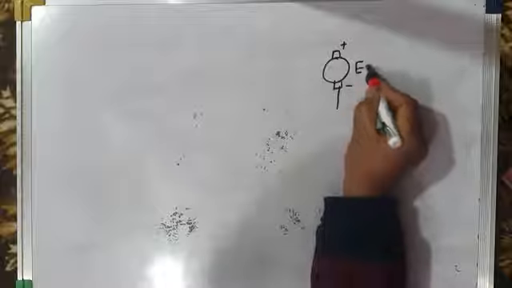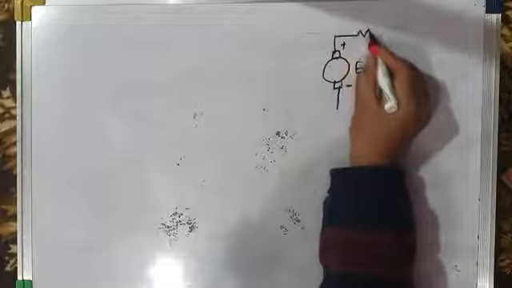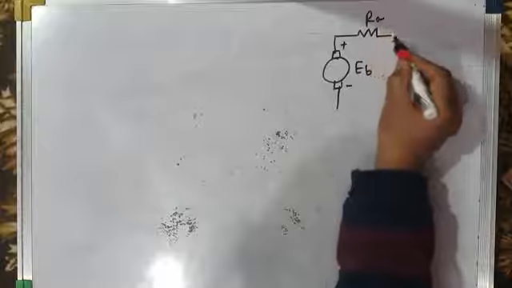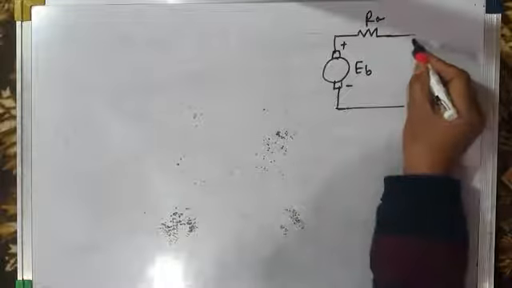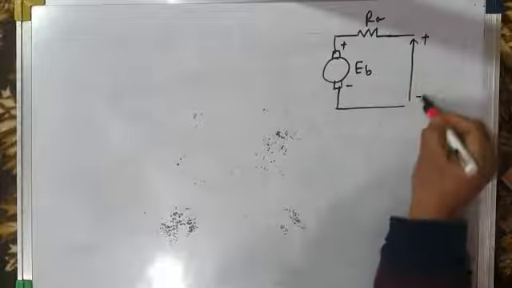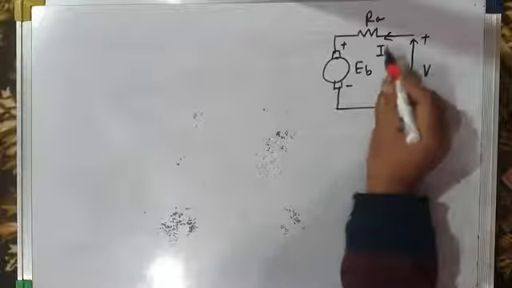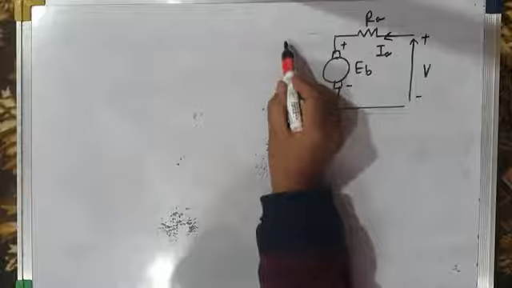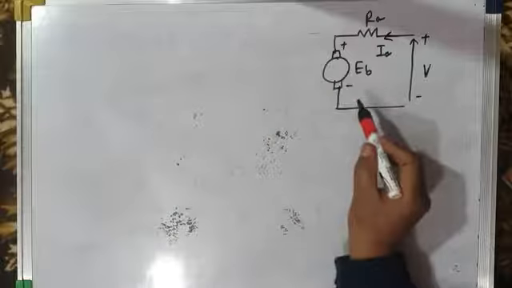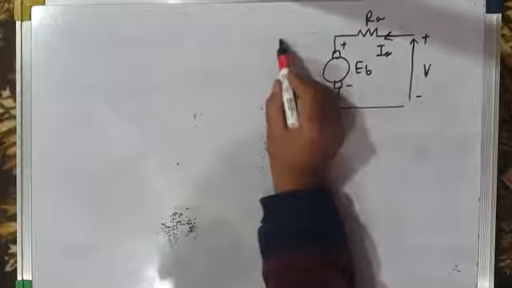This is the back EMF. This is armature resistance Ra. The motor armature is directly connected across the DC source V. It draws a current, the armature current Ia, and the field winding is not connected across the motor. The field winding is separately excited.